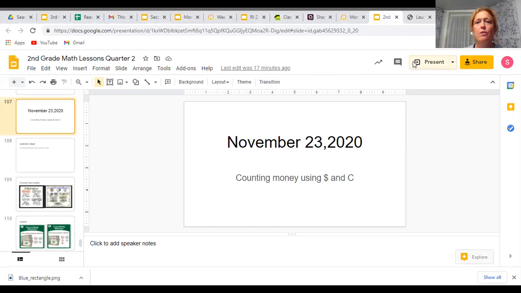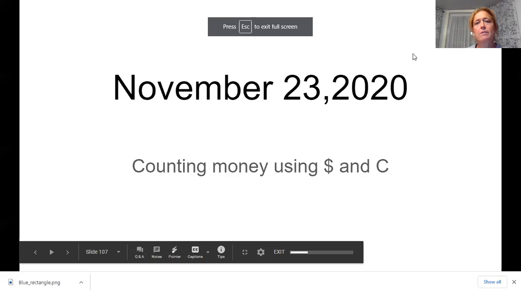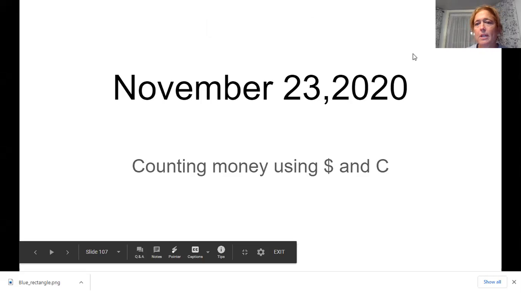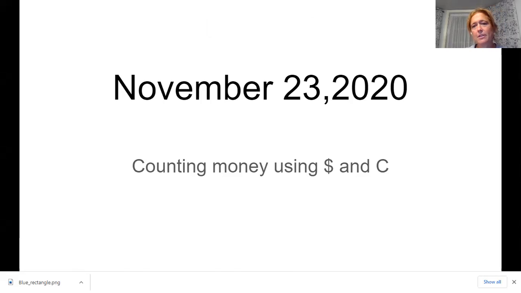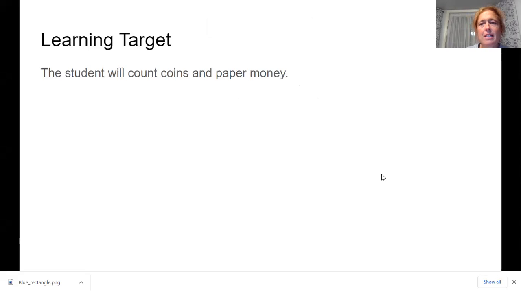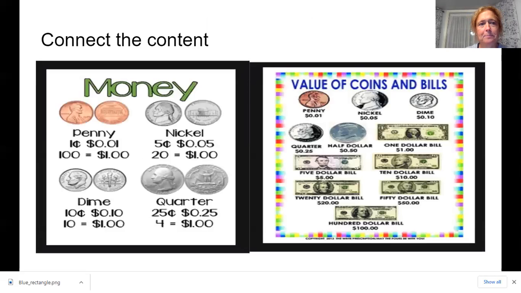All right, so today is November the 23rd, and we're counting money using the money symbol and the cent symbol. There is supposed to be a line through there, but it didn't work out too well. Our learning target today is the student will count coins and paper money. Here are two anchor charts I would like to go over before we get started.